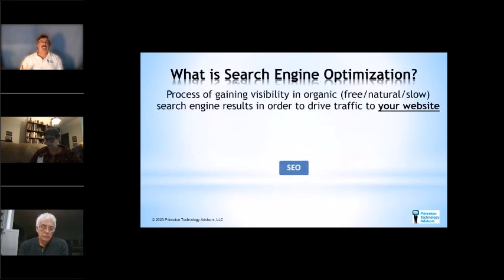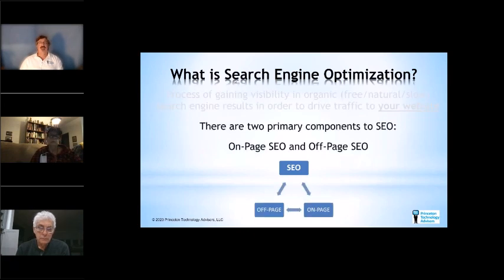So what is it? It's the process of gaining visibility in an organic way. You're not paying for it. It happens kind of naturally in the search engine results, and you want to drive traffic to your website or to pages on your website. Now, organic, as opposed to if you paid to be found on Google, that's not organic. Okay. And from an SEO perspective, there are two primary components of search engine optimization. One is called on-page SEO, and the other is called off-page SEO.